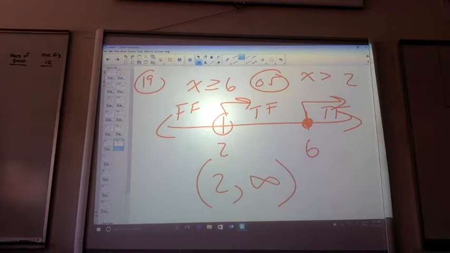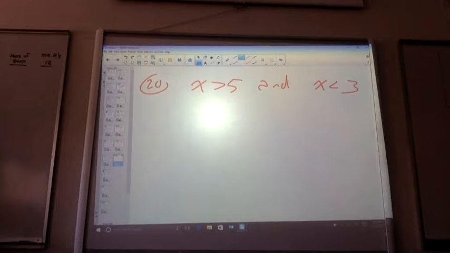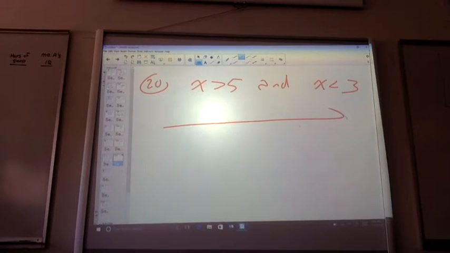Okay, number 20 is an or problem. Okay, how much of an or problem, number 20 is an and problem. What am I looking for in an and problem? False, false, true, true, or true, false? True, true. So I want values less than 3. I want values bigger than 5.